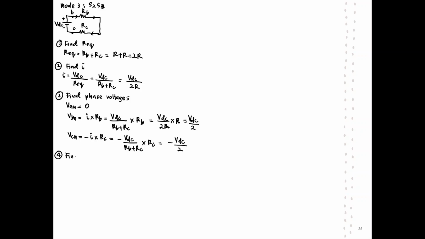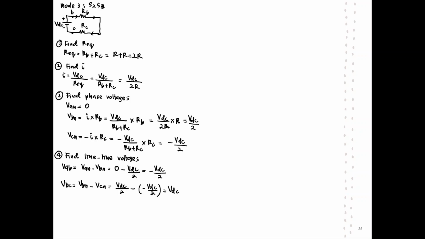Okay, lastly, we need to find our line-to-line voltage. For VAB, VAN minus VBN, which is 0 minus VDC over 2. You will get negative VDC over 2 for your VAB. VBC is VDC over 2 minus negative VDC over 2. You get positive VDC. VCA is negative VDC over 2 minus 0. You get negative VDC over 2 for your VCA.